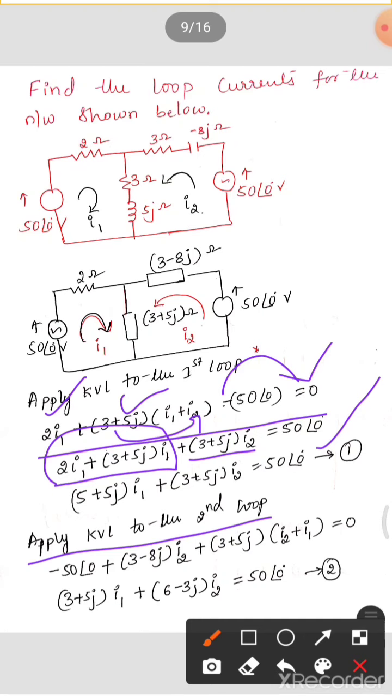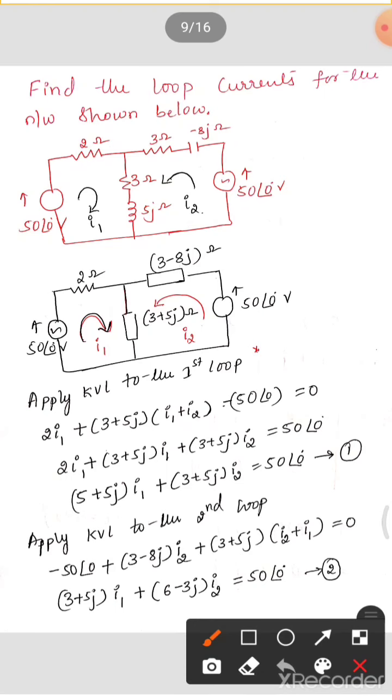When you are applying KVL for the second loop, let's start with this, or we can start with this. Okay, so let's start with this. 3 minus 8j I2, which is independent, plus (3 plus 5j)(I2 plus I1). You are in the second loop, but both the loop currents are entering that branch. Therefore, I2 plus I1, and then you will reach to minus 50, which is equal to 0.